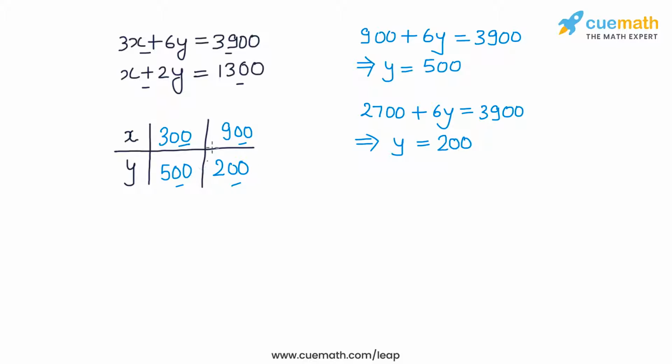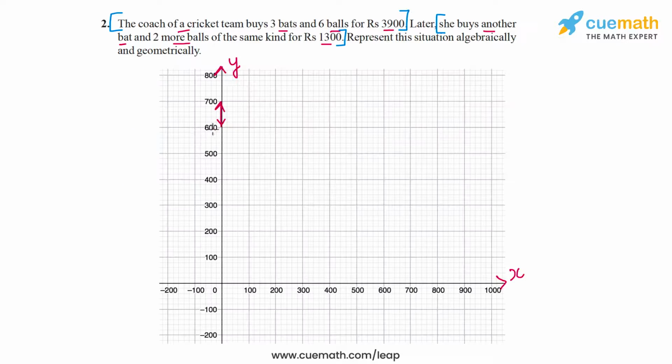Now using these two solutions, let's plot the solution line for the first equation. So here's our graph. We got one solution as 300 comma 500, which is this point here, and we got another solution as 900 comma 200, which is this point here. Now let's draw a line through these 2 points, roughly like this. So this line represents the first equation, which is 3x plus 6y equal to 3900.